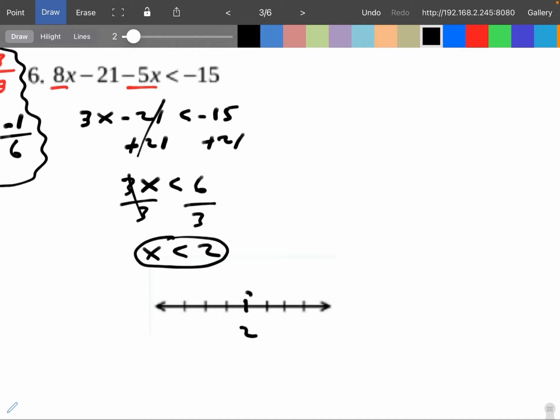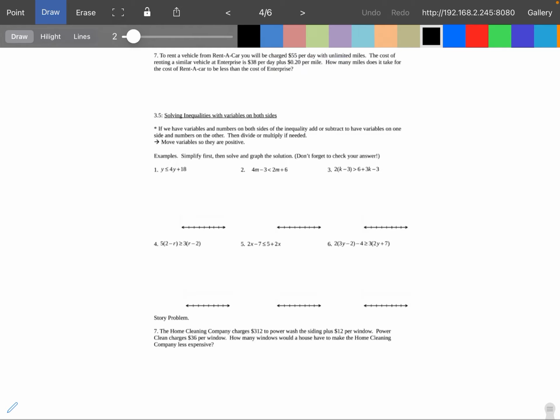And then we just got to graph that. So we'll put 2 on our number line. And then open or closed circle. It's open again because it does not have the equal to bar. So open. And then it's a less than, so we're going to go which way? Yes, to the left. The numbers that are less than 2 would be to the left of 2 on the number line.